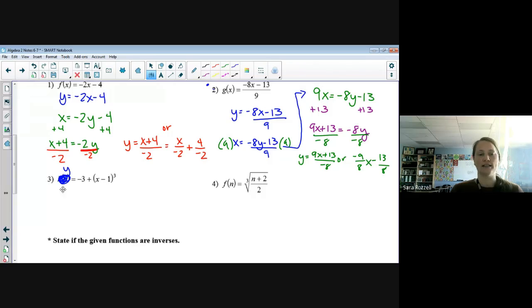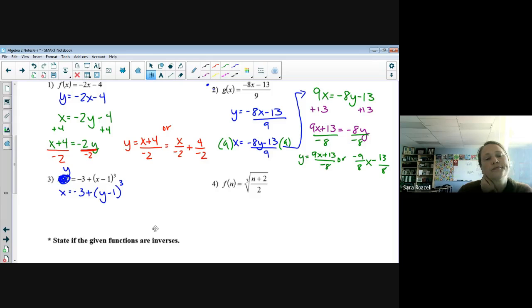Okay, go ahead and do the next line. What's your next step when you do an inverse problem? You have to switch your x and your y. So y'all go ahead and write that. Swap your x and y. And this is what you should have. X equals negative 3 plus y minus 1 cubed.